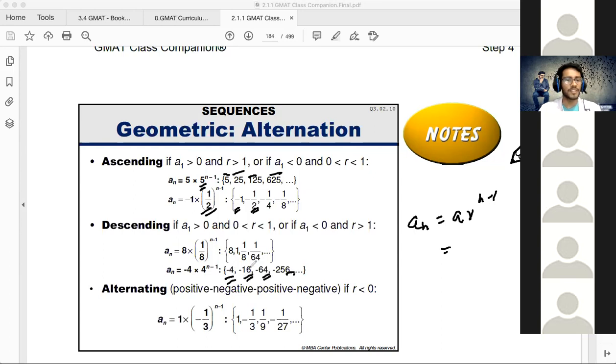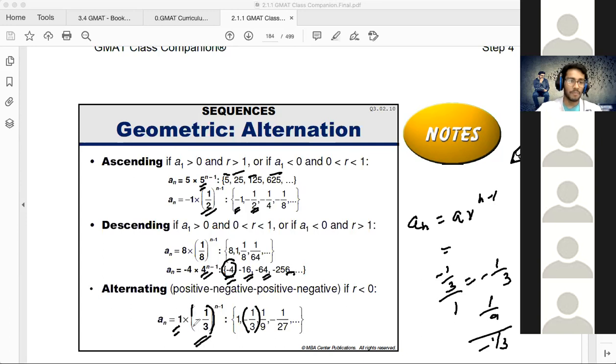What is the common ratio? Minus 16 by minus 4 is 4. But my A is minus 4. R can be positive, negative, anything except 0. Here my common ratio is minus 1 by 3. Why? Minus 1 by 3 by 1 is minus 1 by 3, and 1 by 9 divided by minus 1 by 3 is minus 1 by 3. So An equals A, R to the power n minus 1, where R is minus 1 by 3.